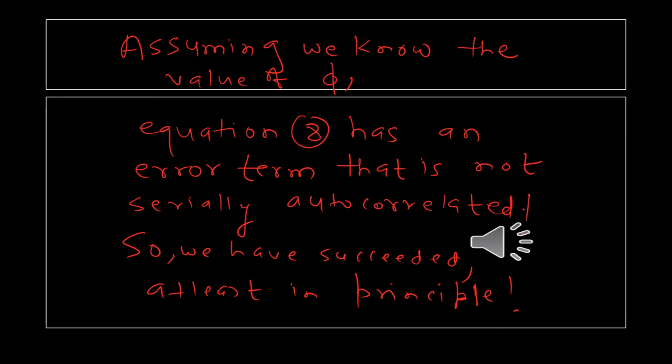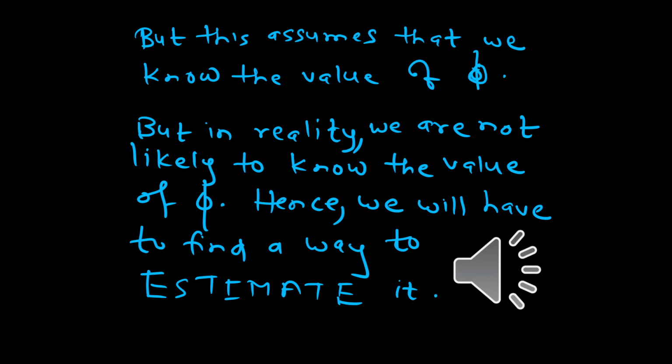Now, equation 7 in the previous slide, or equation 8, which is just equation 7 written more neatly, has an error term that is not serially autocorrelated. This is what we wanted to achieve. We wanted to transform equation 1, which had serially autocorrelated errors, into a new equation which no longer has serially autocorrelated errors, so that we can apply usual OLS and the usual OLS standard errors and the t-values will be applicable. But there is a critical assumption here.